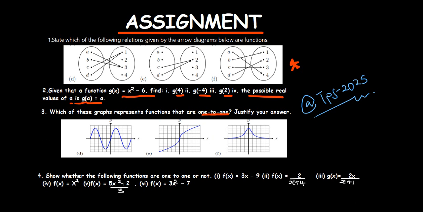The fourth one is just saying show whether the following functions are one-to-one or not. I have these 1, 2, 3, 4, 5, 6. As long as you're able to do this, then no question will be difficult for you guys. So this is the assignment. I'll send it in the group, so you should work on it. Any other question?